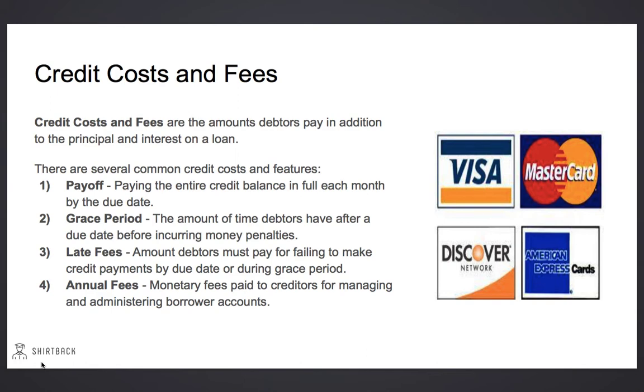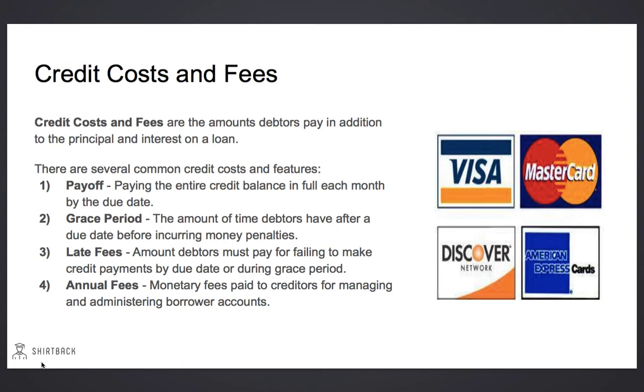Credit costs and fees are the amounts that a debtor pays to a creditor in addition to the principal and interest. Be familiar with payoff. Payoff is when we pay the entire credit balance in full each month by the due date. Typically, when debtors do payoffs, they incur no interest charges.